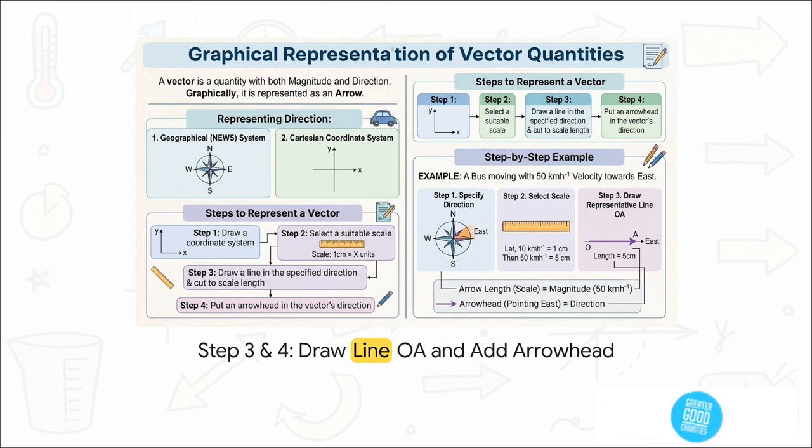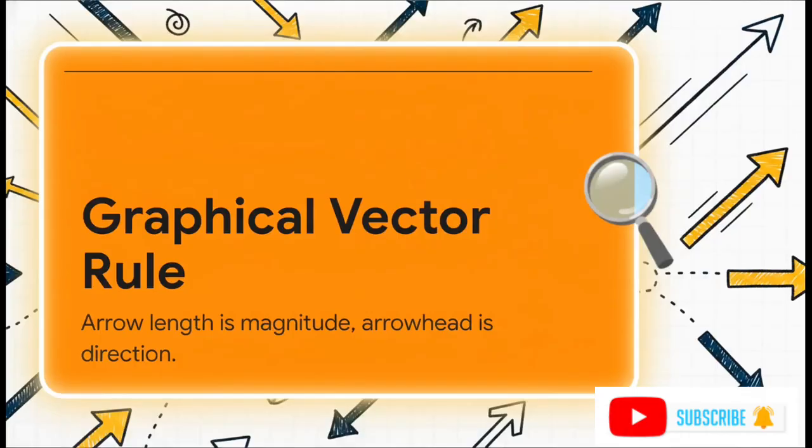But listen, be careful here. The most common mistakes students make are using the wrong scale, drawing the line the wrong length, or simply forgetting the arrowhead at the end. Without that arrowhead, you've just drawn a scalar line, not a vector. So if you remember only one golden rule from our time together today, make it this. The arrow length represents magnitude, and the arrowhead represents direction. The longer the arrow, the greater the quantity. It really is that simple.